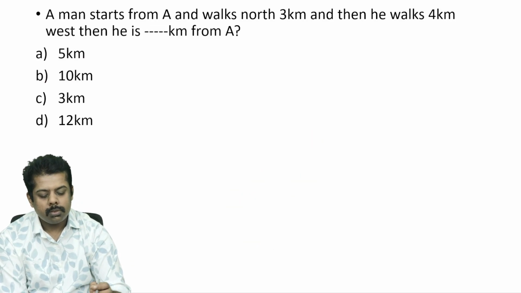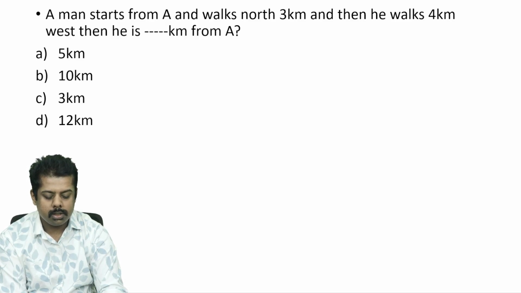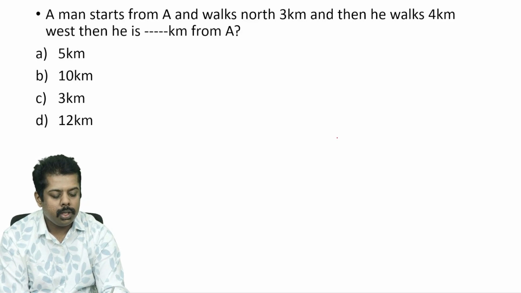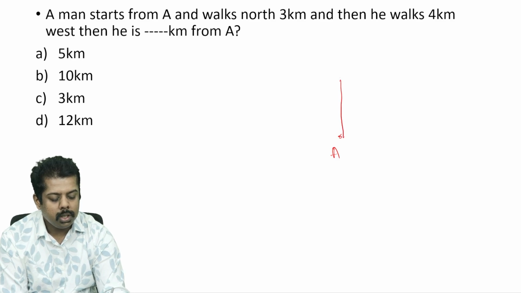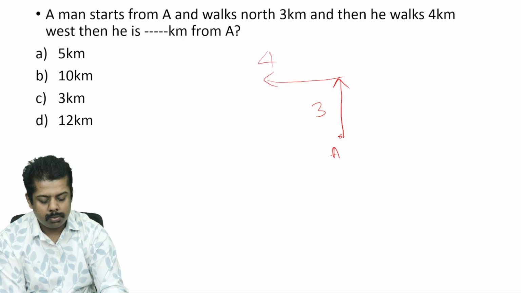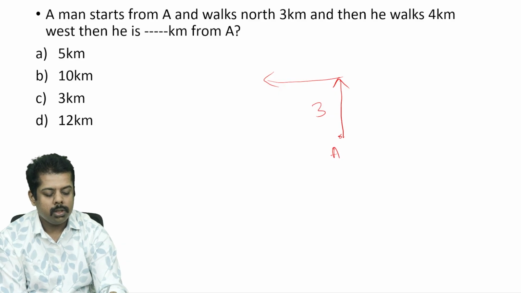Now, moving on to the next question. Here, they have asked the distance. So we can just go through the points first. The man starts from point A. He moves 3 kilometers north, then 4 kilometers west. So this is 4 kilometers. Now he is basically here.